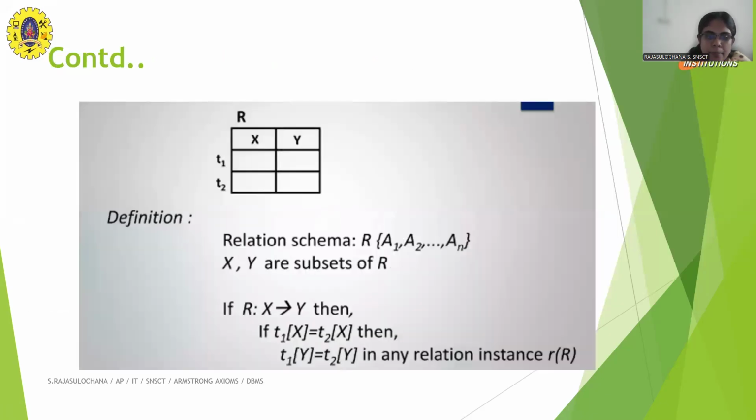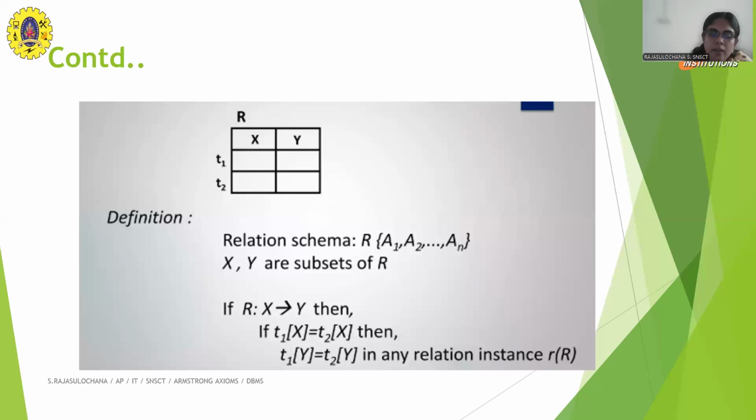So here is an example for a functional dependency. We are given a relational schema which contains attributes from A1 to AN, and X and Y are considered as a subset of the given relation. We can write the dependency as X determines Y. If we can write a dependency like that, we can also write it as T1 of X is equal to T2 of X, and T1 of Y is equal to T2 of Y for any given relation instance R of R.